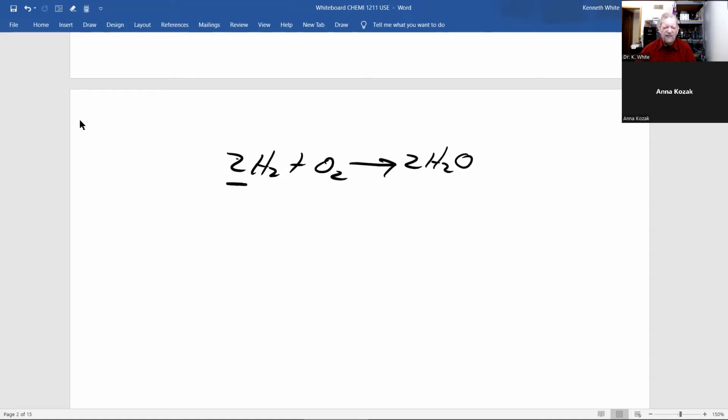Now, remember the coefficients, and when there's no number, it's the number 1. That tells you molar relationships. What this really means is there are 2 moles of hydrogen gas reacting with 1 mole of oxygen gas. As I say, 2 moles of hydrogen gas react with 1 mole of oxygen gas to make 2 moles of water. Remember that relationship.